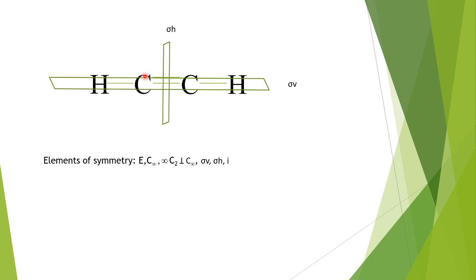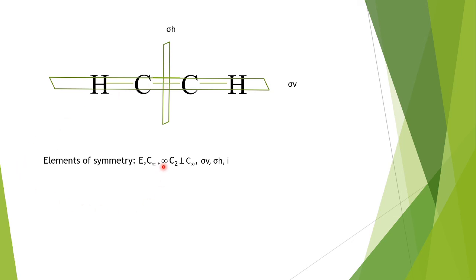I forgot to mention one. Here we have a center of symmetry. From this point, if we travel a particular distance, here we'll meet a carbon. We travel back through the same line and the same distance, and we meet another carbon. Moving forward, here we will meet a hydrogen, and if we travel an equal distance in the opposite direction, we'll meet another hydrogen. So here we have a center of symmetry, and it is represented by small i.